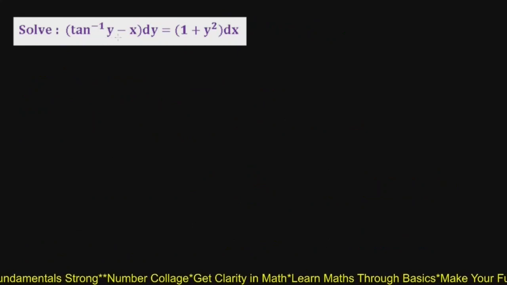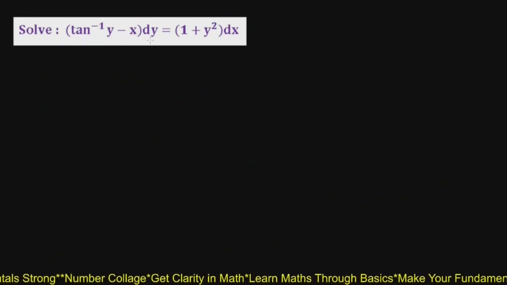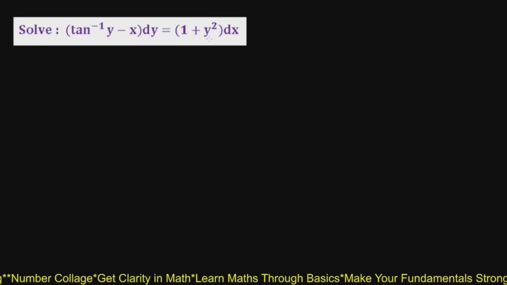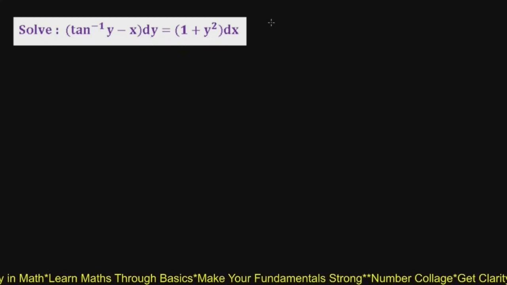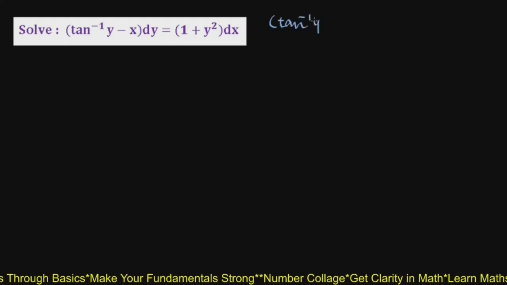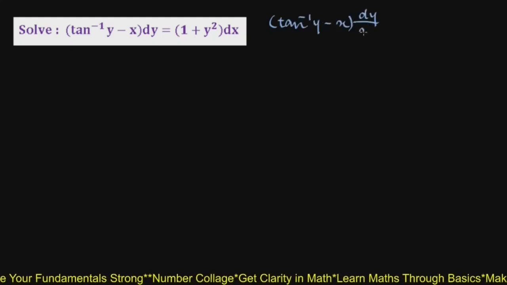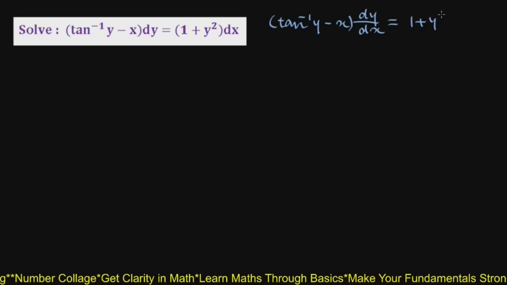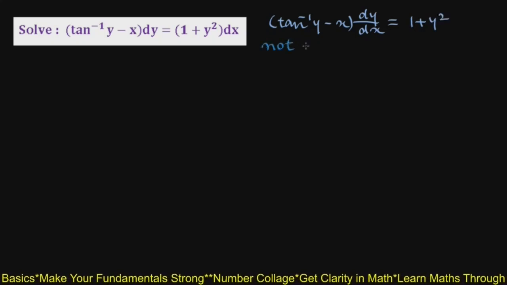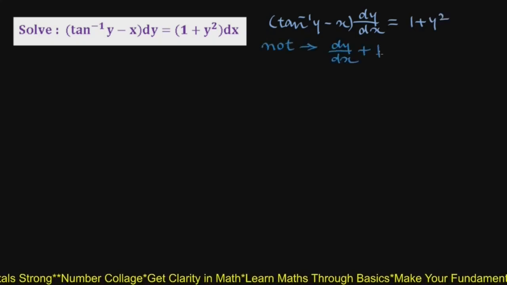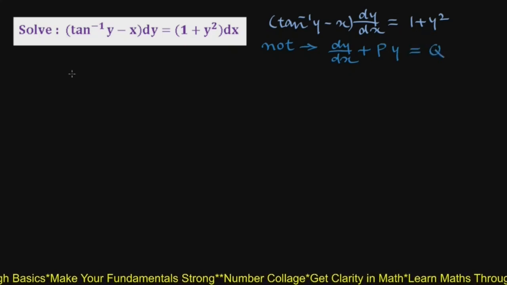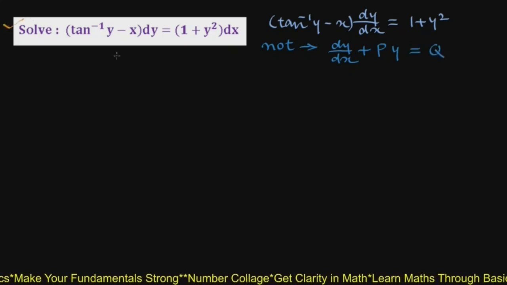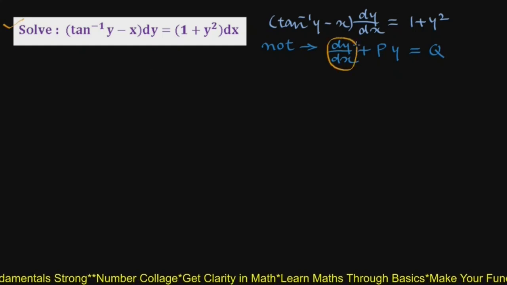Solve tan inverse y minus x into dy equals 1 plus y square into dx. If we divide throughout by dx, then it will be tan inverse y minus x dy by dx equals 1 plus y square, which is not of the form dy by dx plus p into y equals q. Therefore, this differential equation is not of the form dy upon dx.